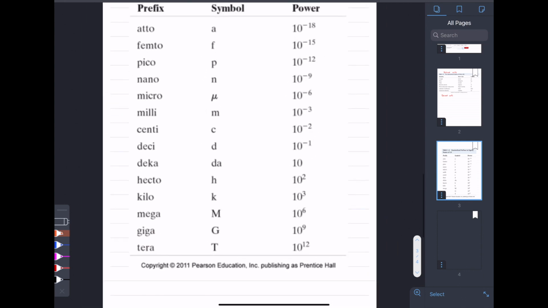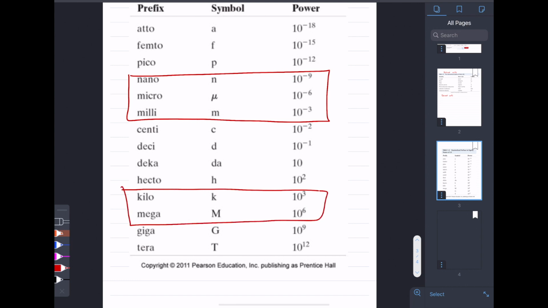The ones that we end up using most frequently in this course are nano, micro, and milli, and of course, kilo and mega. Milli is 10 to the negative 3, micro is 10 to the negative 6, nano is 10 to the negative 9, kilo is 10 cubed, and mega is 10 to the 6. These are the most frequently used powers of 10 in this course.